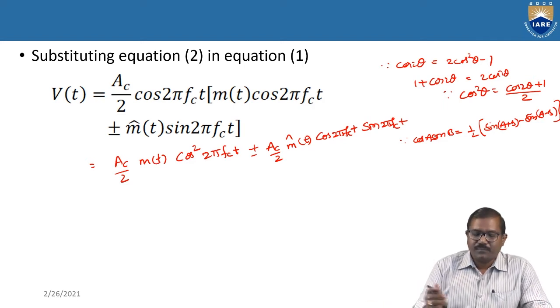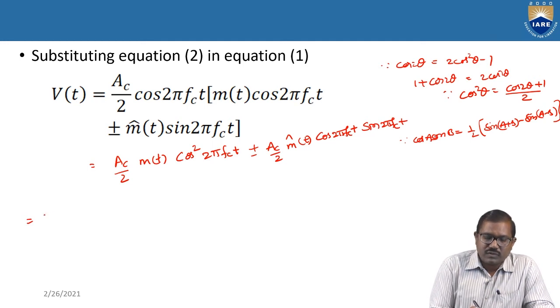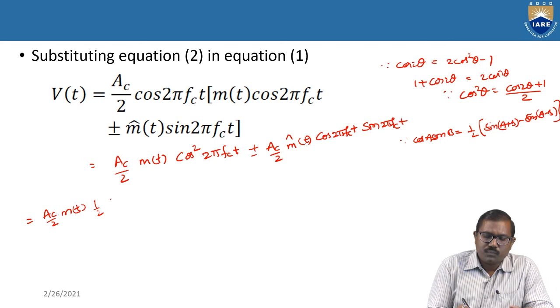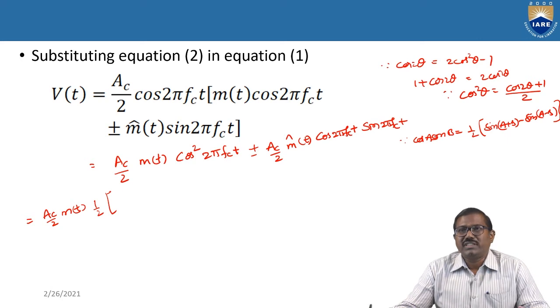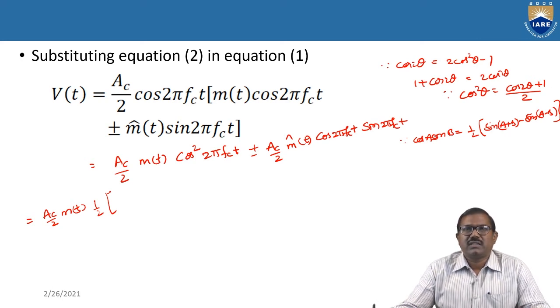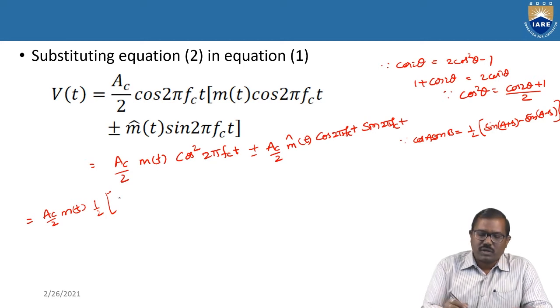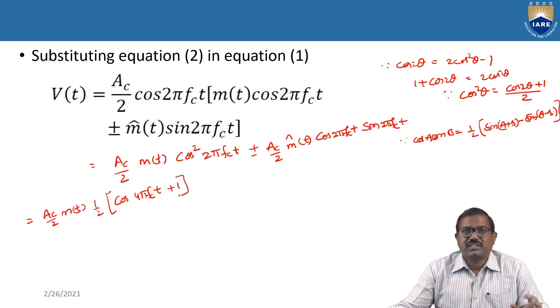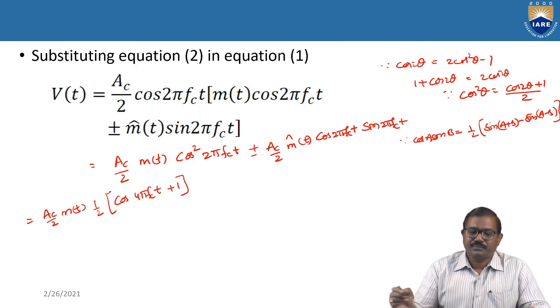It's going to simplify. So again, I am rewriting this equation: Ac by 2 m of t. So a cos square term is coming. What do you write? 1 by 2 of cos 2 theta plus 1. So cos 2 theta, where theta is 2 pi fct. So cos 4 pi fct plus 1. So this is the first term you got from this cos square term.